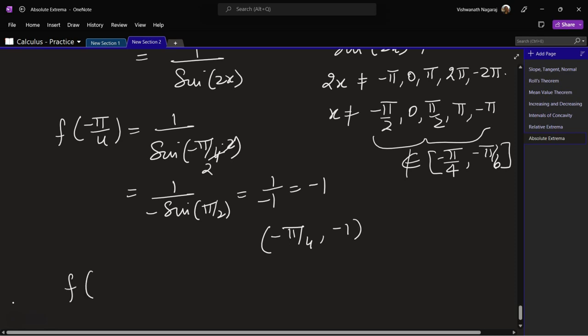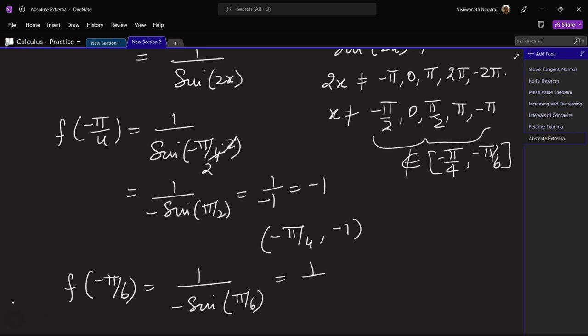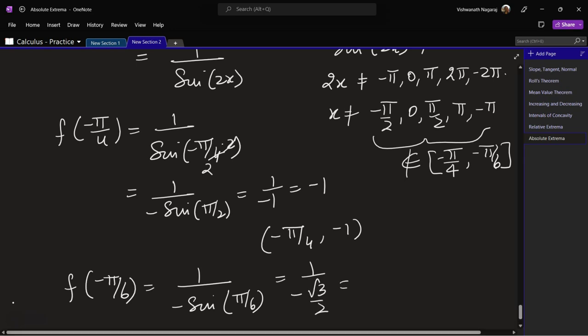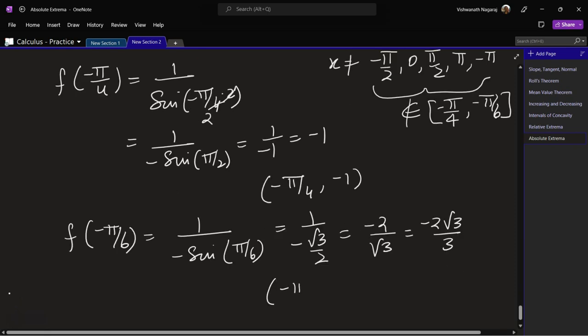Okay, f of minus pi by 6 is equal to 1 by minus sine pi by 6. Pi by 6 is 30 degrees, so that is going to be root 3 by 2. So minus root 3 by 2, which is equal to minus 2 by root 3, which can be written as minus 2 root 3 by 3. So this point is minus pi by 6 comma minus 2 root 3 by 3.